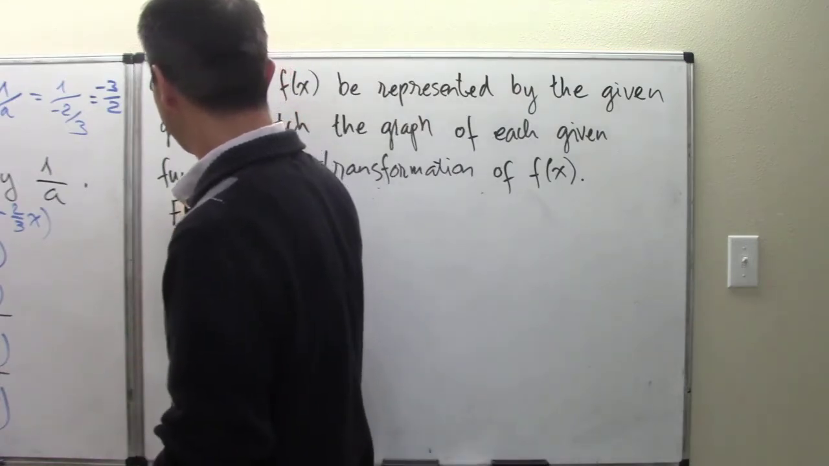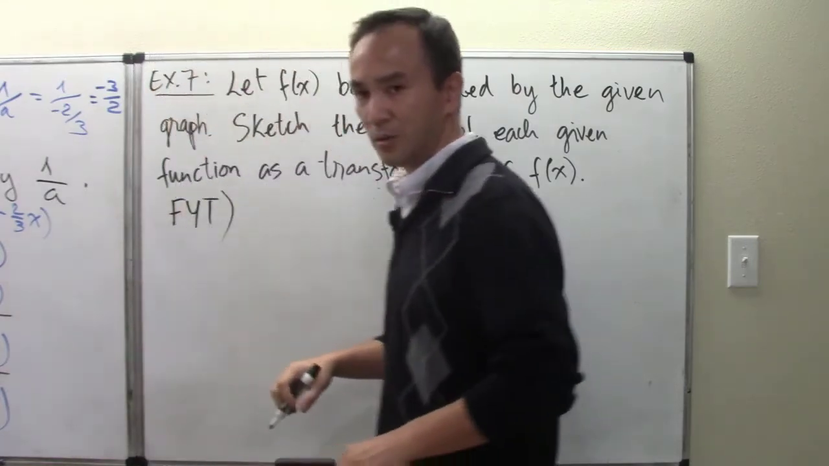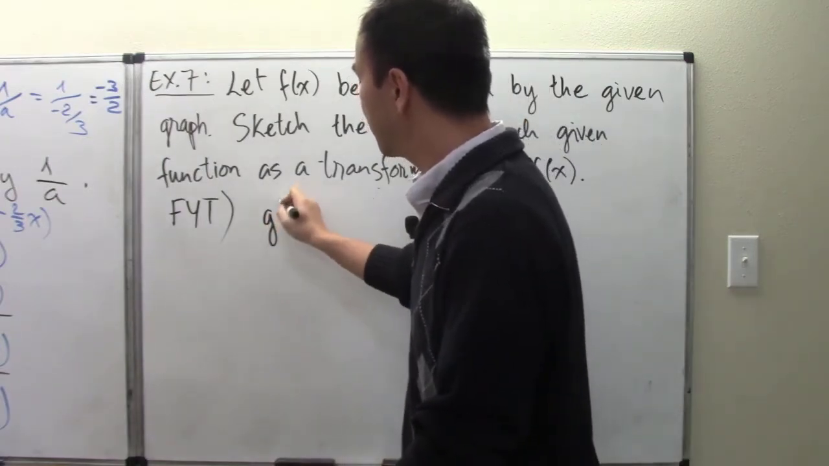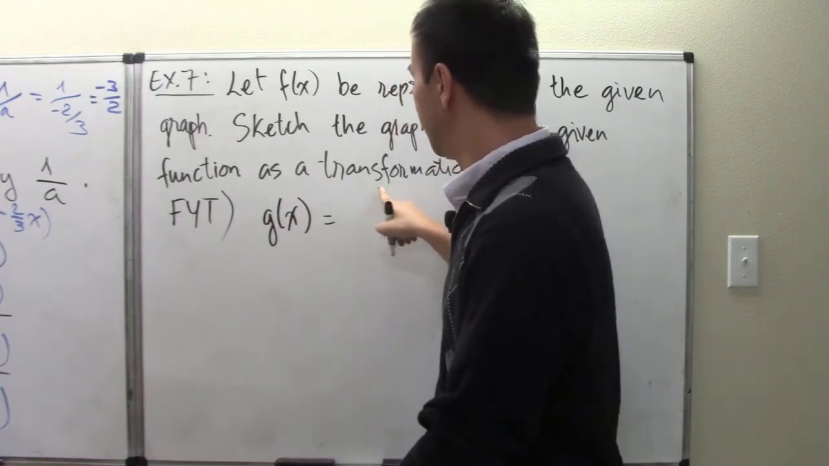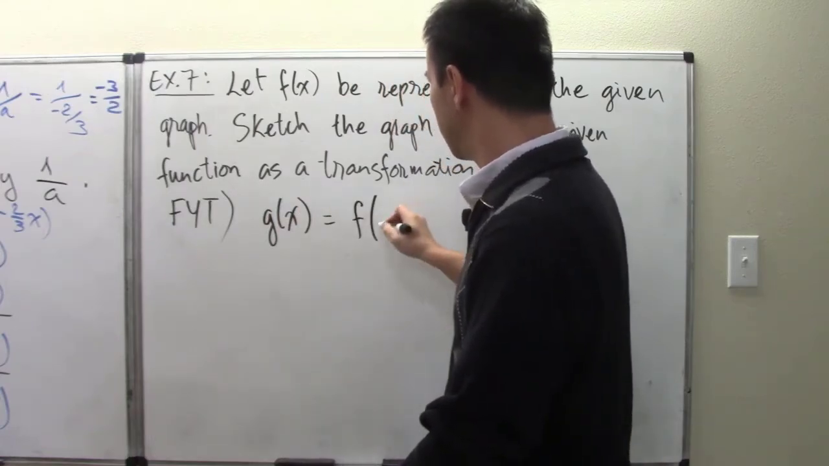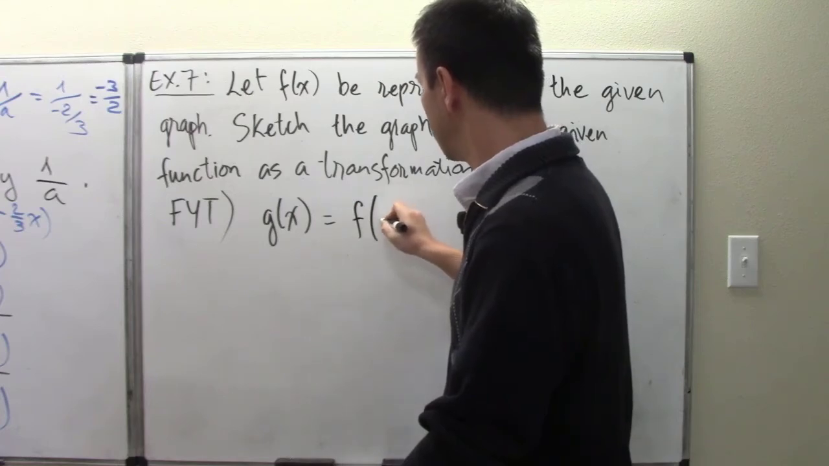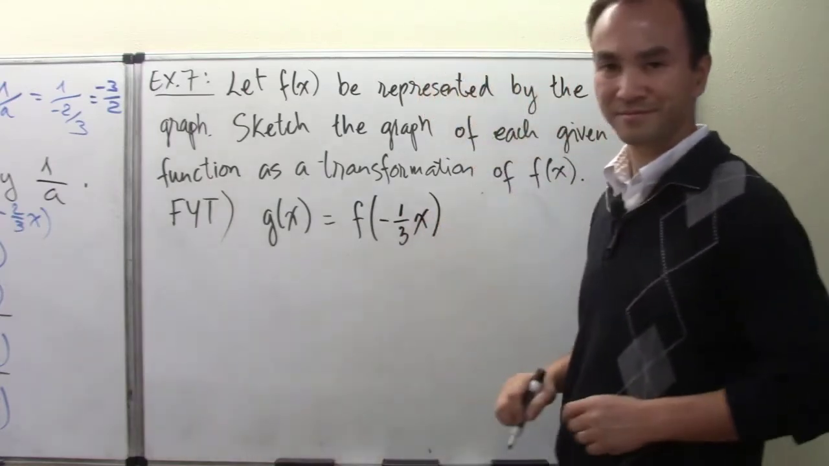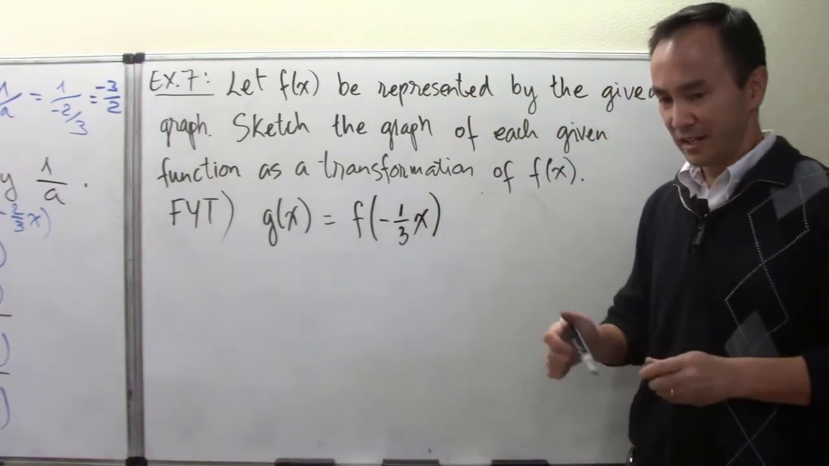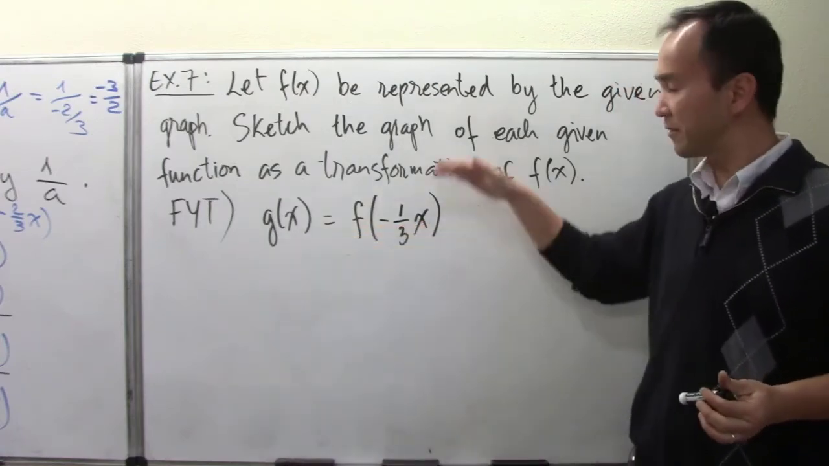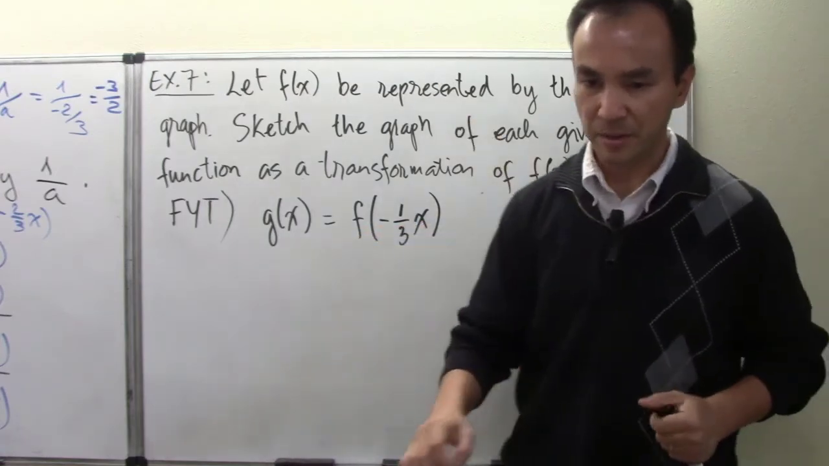So how about, as an FYT, I want anyone learning in this lesson to try the following. How about we sketch g of x as f of negative 1/3 x. And once again, we're still constructing this graph as a transformation from the given graph that's given in the picture.